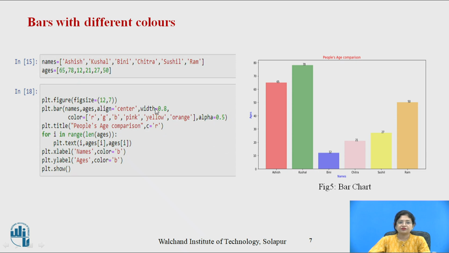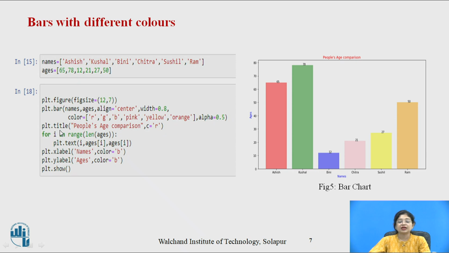After that the width equal to 0.8, that is the bar width. Here I have given the list of colors, that is color equal to a list: R, G, B, pink, yellow and orange. So it assigns the color to each and every bar like red, green, blue, pink, yellow and orange. Alpha equal to 0.5, which shows the transparency of this color bar.